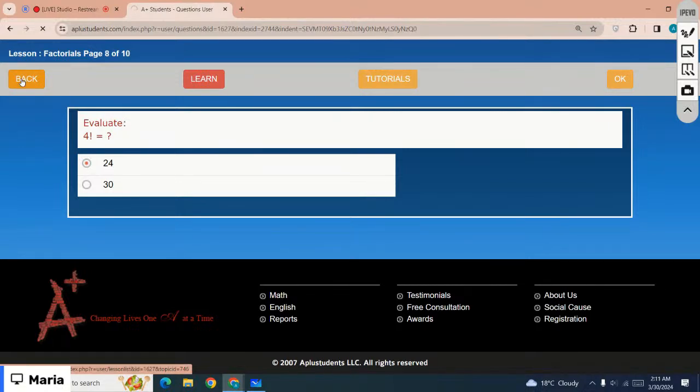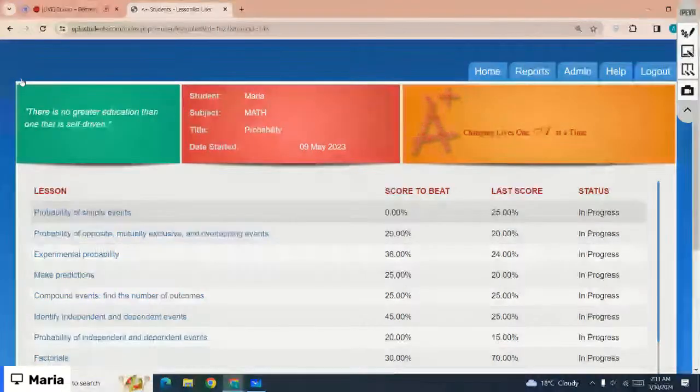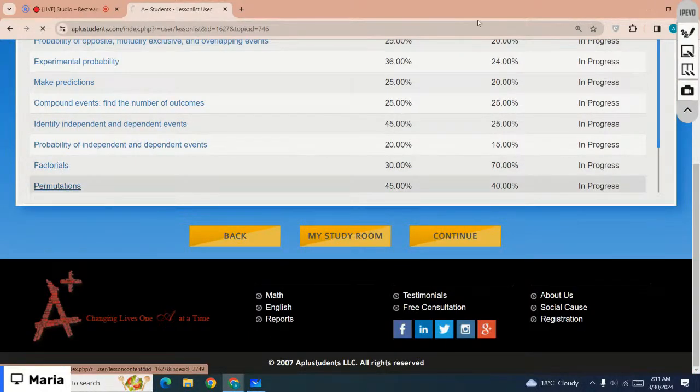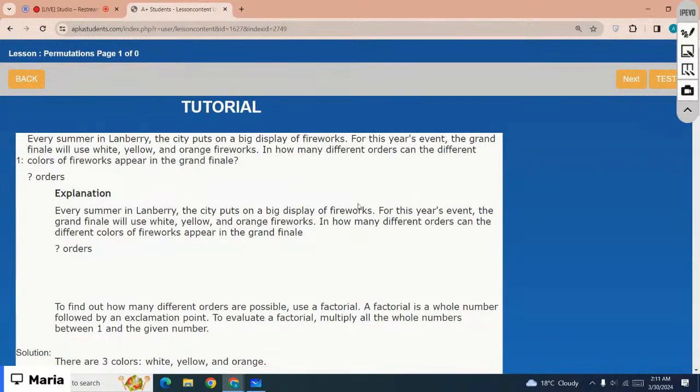Let me just move on to the next lesson. The next one is permutations. Let's just start with the next lesson, that is permutations. Okay, let's just start with the first example.